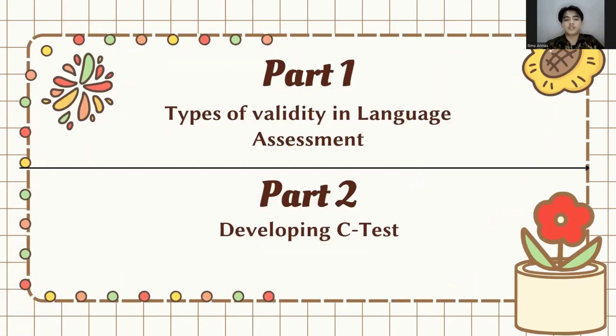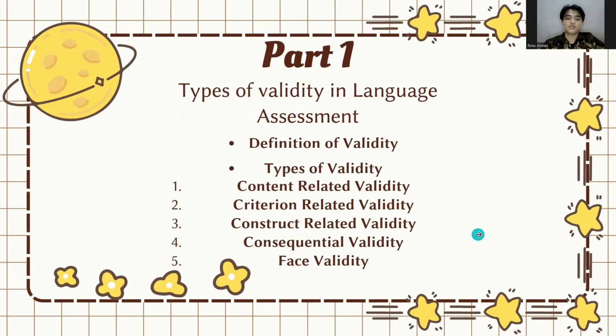So, in this presentation, I will explain two parts. The first part is about types of validity in language assessment, and the second part is about developing the C-test. For the context of developing the C-test, I have prepared two texts that I think are related to the C-test, and it's good to mention them. For the first one, the types of validity in language assessment, there are five types of validity: content-related, criterion, construct, consequential, and face validity.